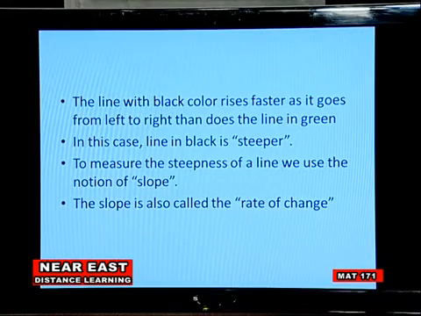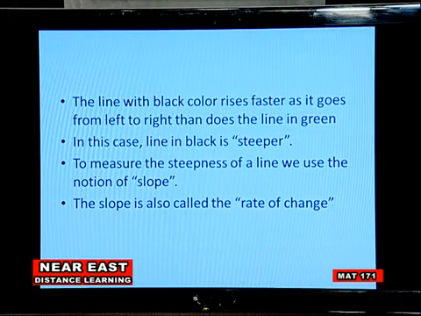For example, we have these 2 lines. Please note that the first one is looking in this direction. The line with the black color rises faster as it goes from left to right. This is the first line and this is the second one. This will rise faster than this if they are going from left to right. So in this case, we say the black line is steeper than the green line.